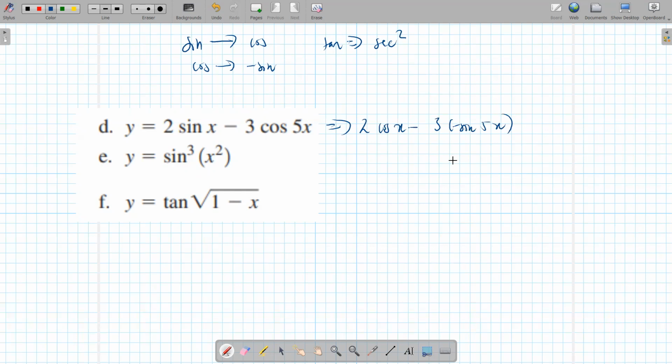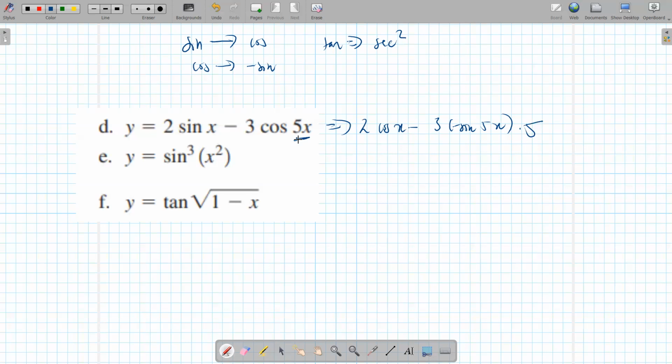You multiply it by? What's the derivative of the bracket here? It will be times 5, yeah? This is the second chain rule component. Cosine becomes negative sine 5x. The angle's not going to change, but then you have to multiply it by the derivative of whatever you have there.